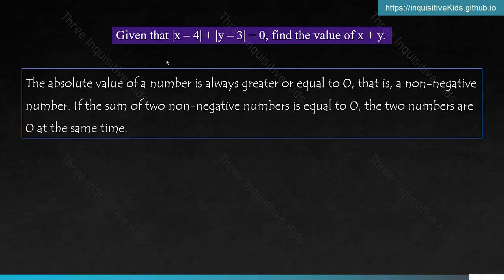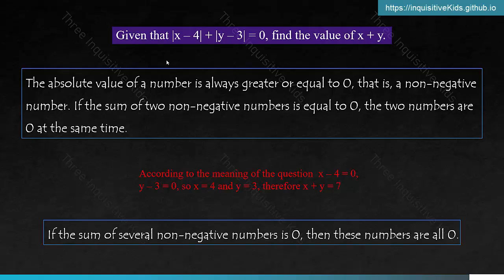The absolute value is always greater than or equal to 0. That is a non-negative number. If the sum of two non-negative numbers is equal to 0, the two numbers are 0 at the same time. According to the meaning of the question, x minus 4 has to be 0. And y minus 3 has to be 0. So x equals 4 and y equals 3. Therefore, x plus y is equal to 7. The sum of several non-negative numbers is 0. Then these numbers are all 0.